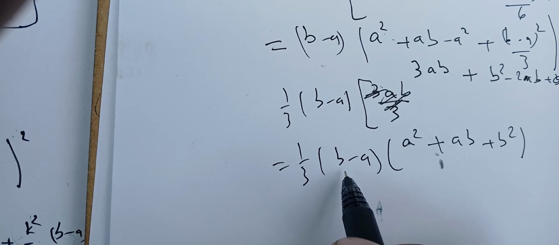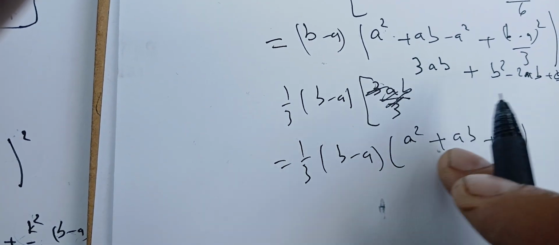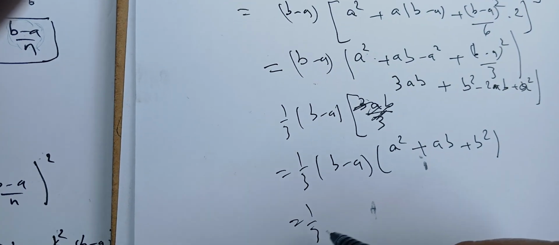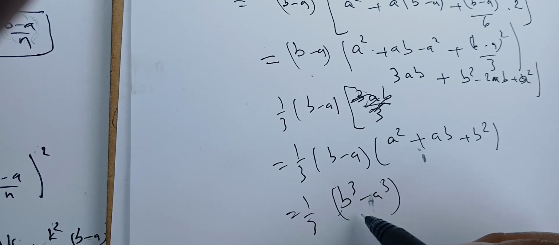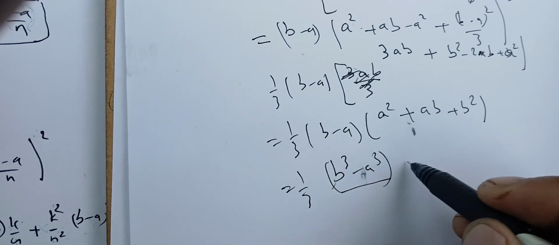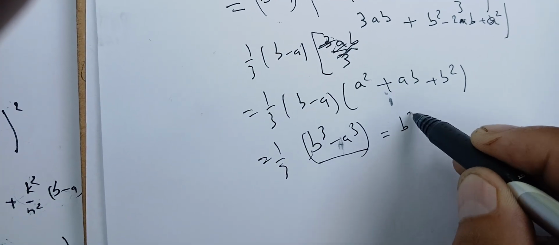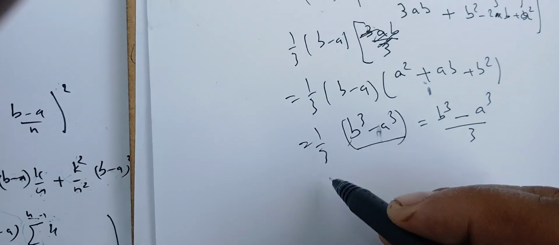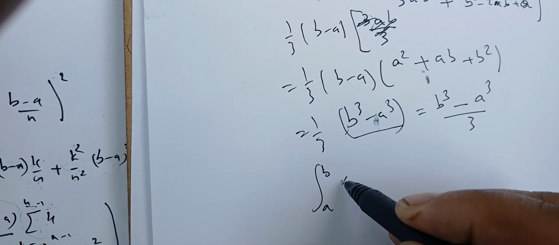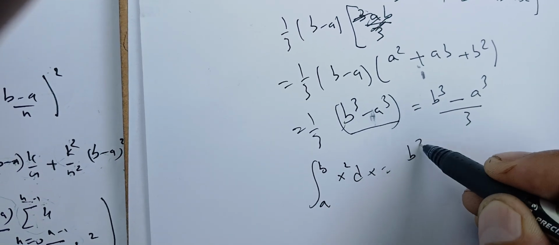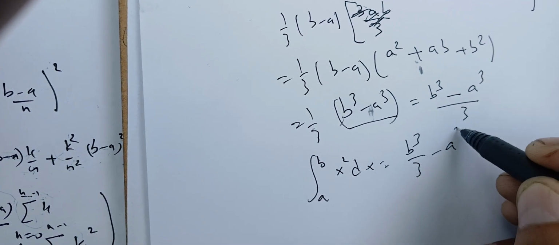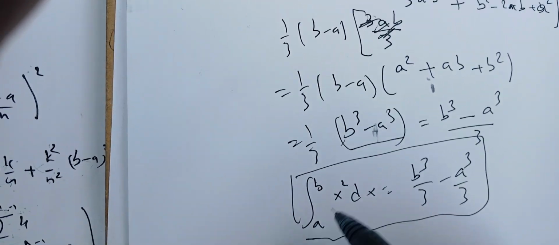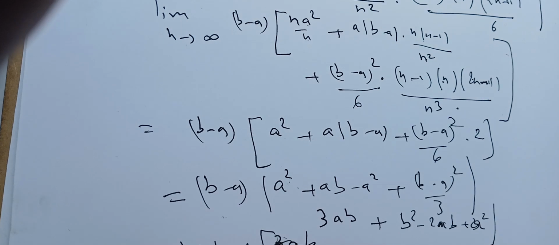Okay. But this one is a very famous, remarkable identity. So it's going to be 1/3 b cubed minus a cubed. We know this one. Very famous. Therefore, this is my integral, b cubed minus a cubed over 3. This is the limit. Therefore, the integral between a and b of x squared dx is b cubed over 3 minus a cubed over 3. And that's what I needed. Okay? So it's just some simple algebra.